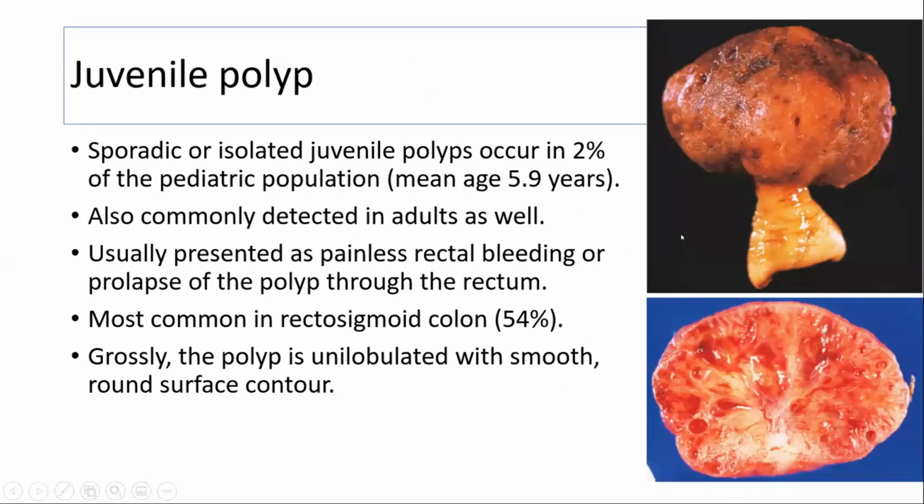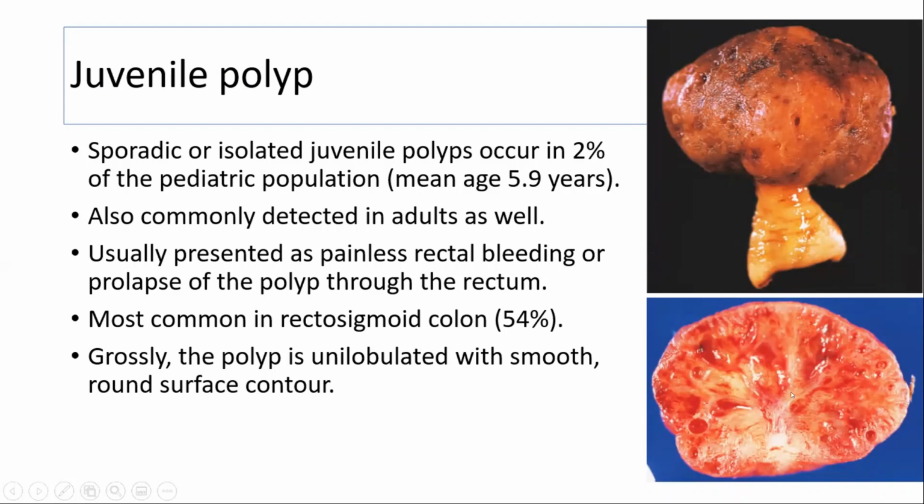sporadic, occurs in 2% of the pediatric population, commonly in kids with a mean age of 5 to 6 years. But sometimes you can see juvenile polyp in adults. In these young patients, the presentation is painless rectal bleeding and prolapse of polyps through the rectum. Usually it is in the rectosigmoid. This is the gross morphology of juvenile polyp: it is unilobated with a smooth round contour.